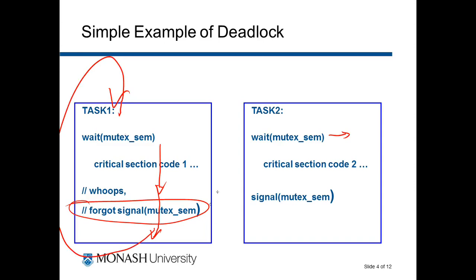Now, you might think, who would ever make that silly mistake? Second, you put an if statement. Watch out for that. You'll have an if statement. One path you'll release a semaphore, the other path you won't release the semaphore. Then you'll reach this kind of deadlock position.